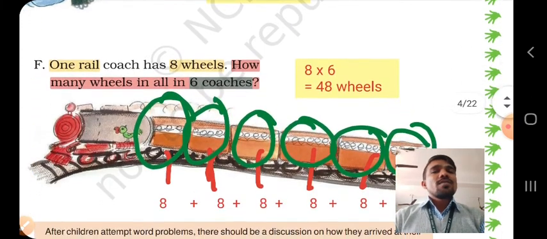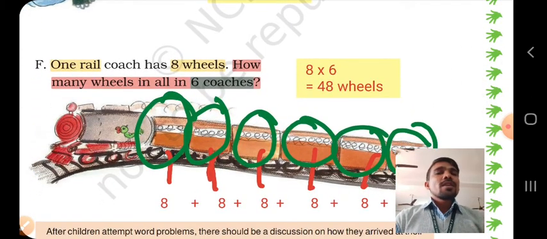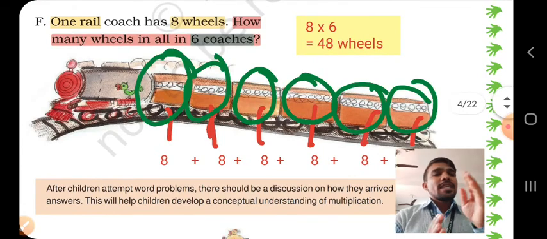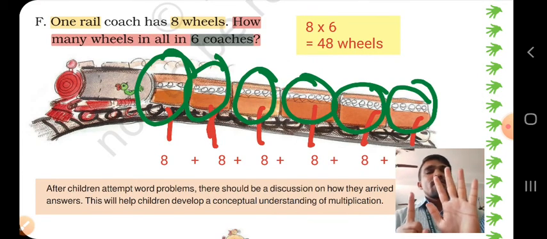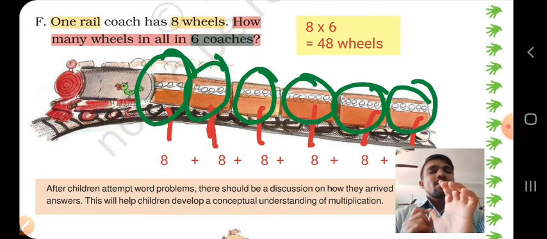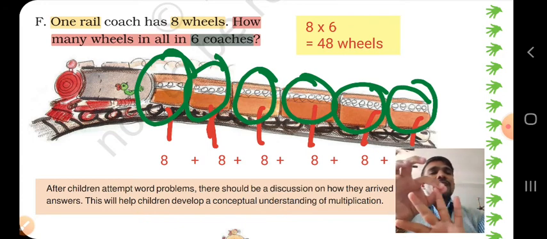Fine. The last one. One railway coach has 8 wheels. Here a railway picture is given. Each coach has 8 wheels. How many wheels in all in 6 coaches? There are total 6 coaches. So 8 plus 8 plus 8 plus 8 plus 8, likewise 6 coaches are there. Each coach has 8 wheels. Second coach also 8 wheels.